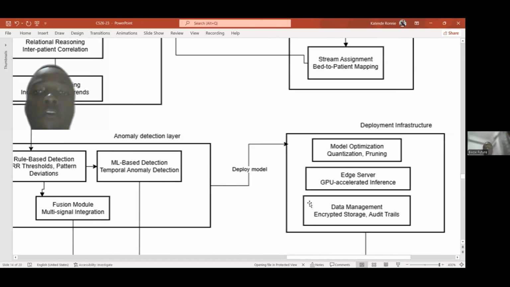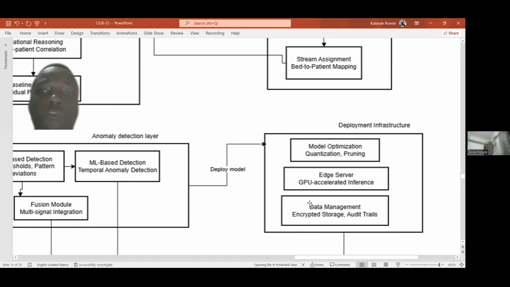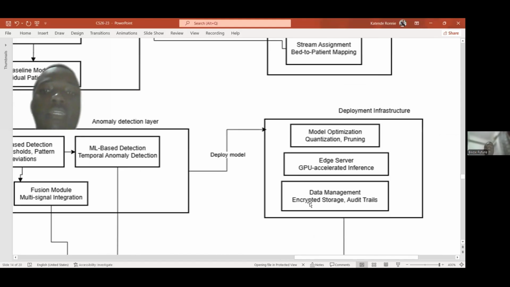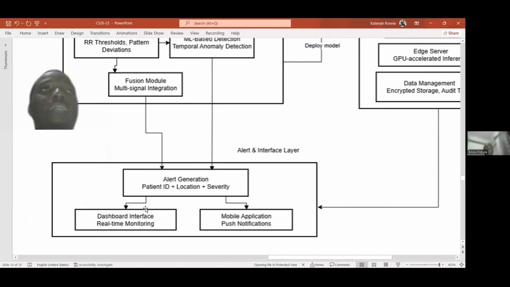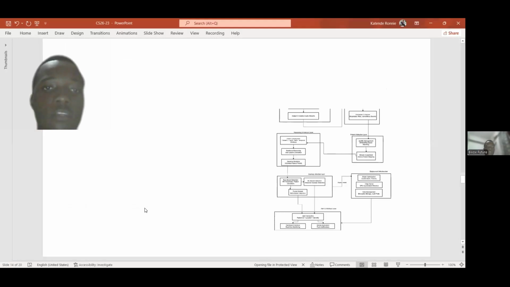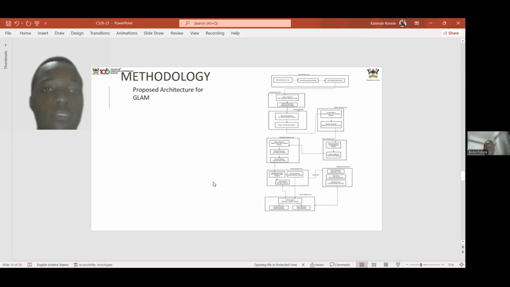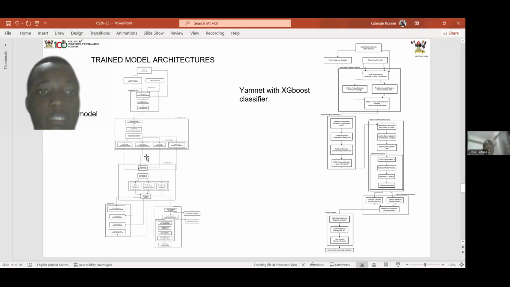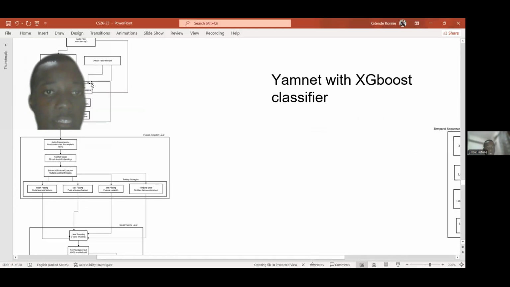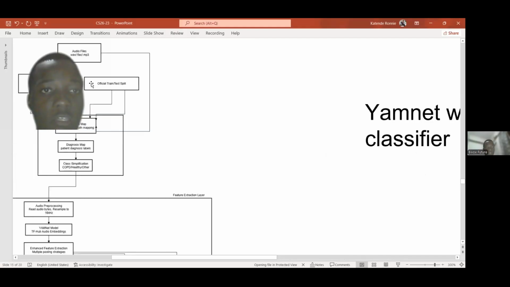Then the deploy model, deploying it onto the GPU, or onto any server, or onto the cloud. Then the alert interface layer, building an interface whereby it's going to alert everyone that this patient is breathing abnormally, creating that dashboard. That specifically was for the GLAM. Then we have the YAMNet, that's what we have built so far.